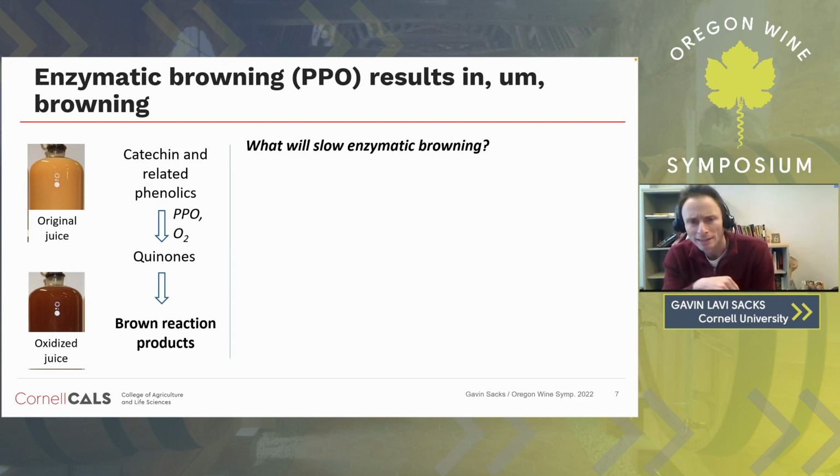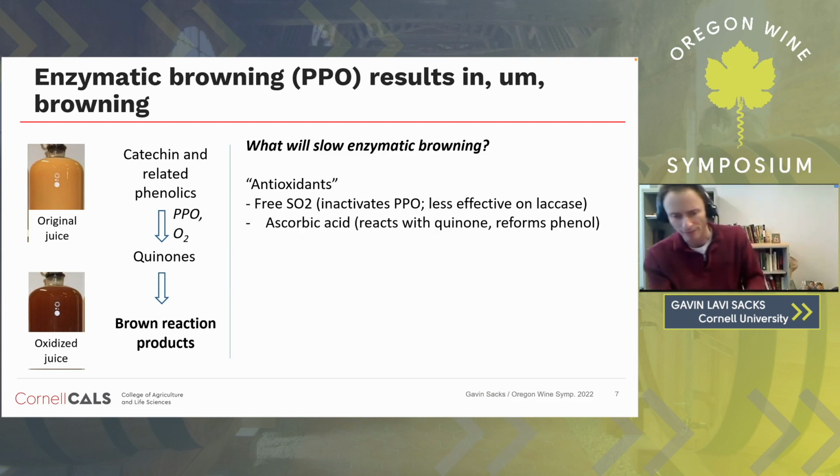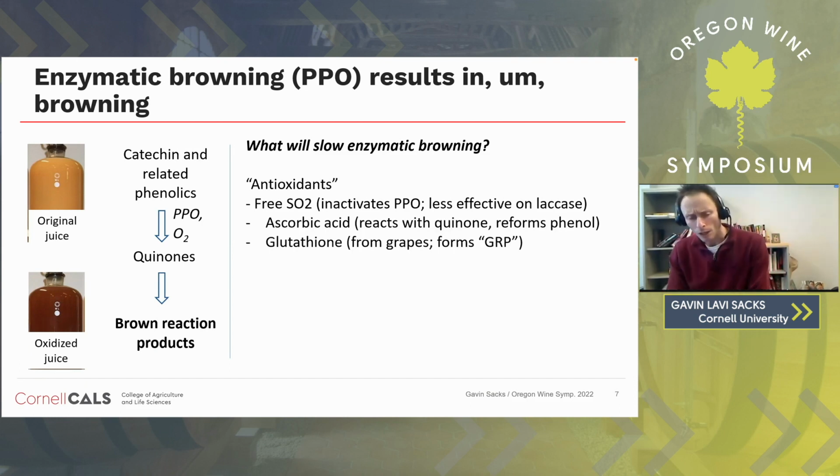So you can slow down enzymatic browning. And most commonly in a winery, it involves the use of antioxidants, particularly free SO2. SO2 will react with the quinone, but even more importantly, it will deactivate enzymes like PPO. It's less effective on the PPOs that are found in molds, the laccases, but it still has some effect.